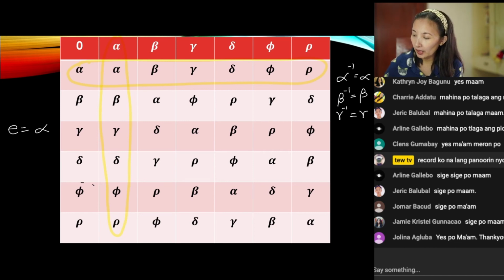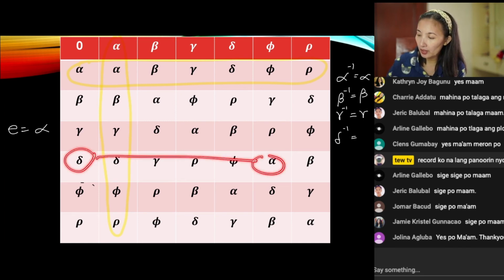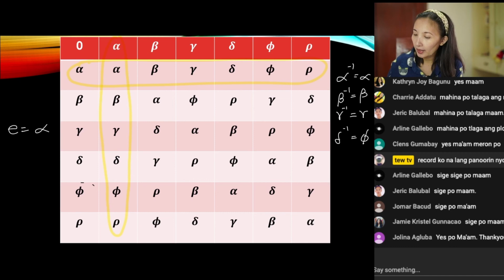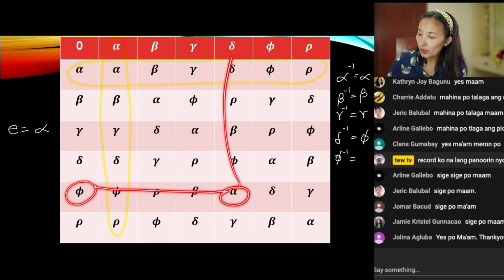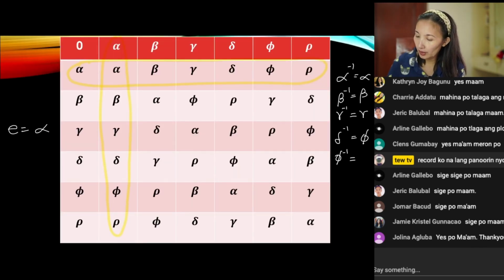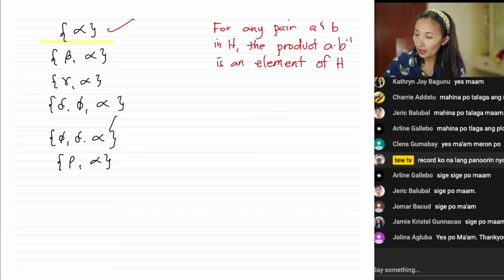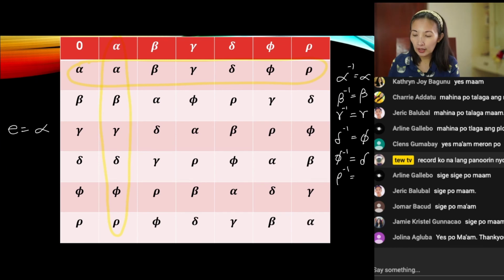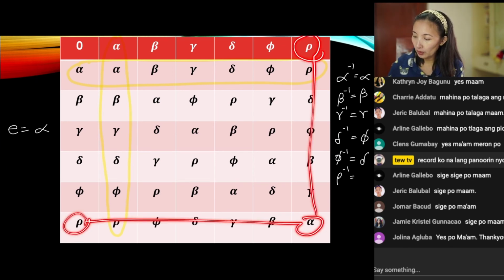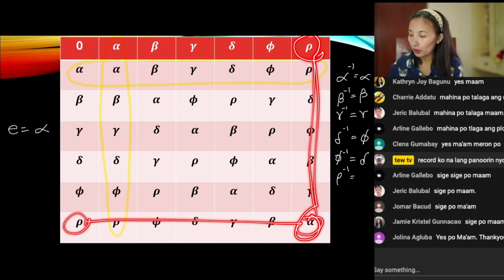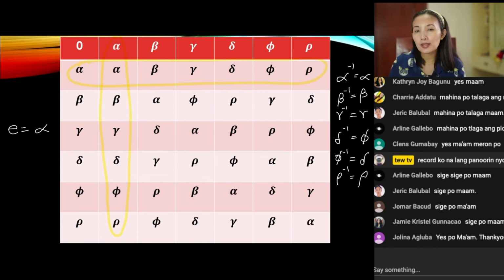Next, for delta inverse, what is it equal to? Let's look into the table. Delta multiplied to phi results in the identity element. So, inverse of delta is phi. Next, phi inverse: let's look into the row for phi. Phi, when multiplied to delta, gives alpha. So phi inverse is delta. Next, rho inverse. Rho times rho is equal to the identity element alpha, which means that the inverse of rho is rho itself. So let's see whether the second condition is satisfied by the groups that we have generated.